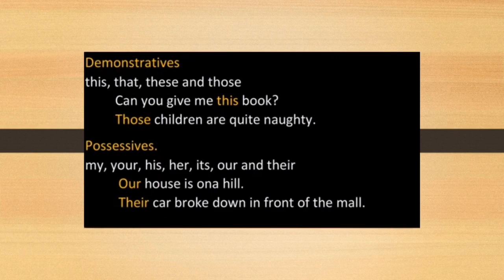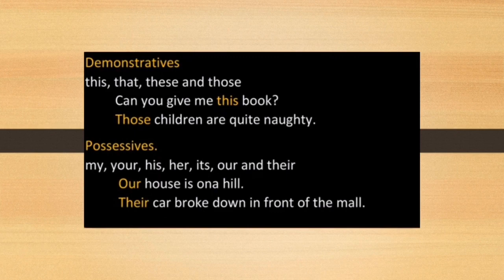Let's take an example. Our house is on a hill. Our house is on a hill. So our house, our is showing what? Possession. किसका घर? Our, हमारा. Okay, so our house is on a hill. So our is here possessive because it is showing to whom the house belongs, right? Okay, so किसका है घर? So our is possessive.